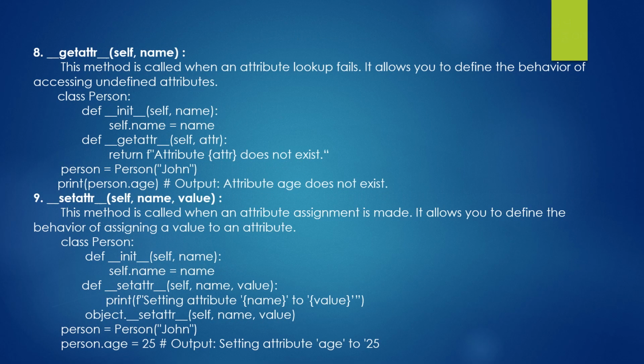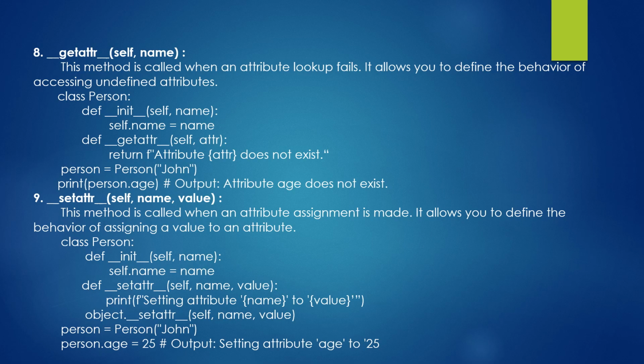Next one is the getattr method. This method is called when an attribute lookup fails. It allows you to define the behavior of accessing undefined attributes. So in this example, we asked for the person's age, but the age attribute is not present in the class. So it returned attribute age doesn't exist.